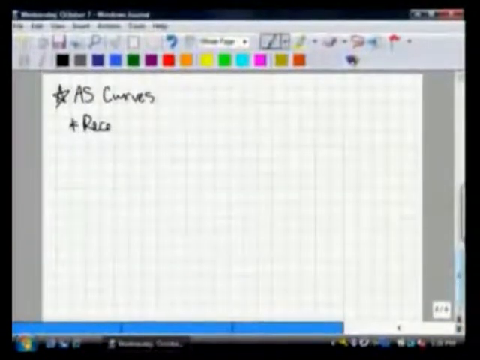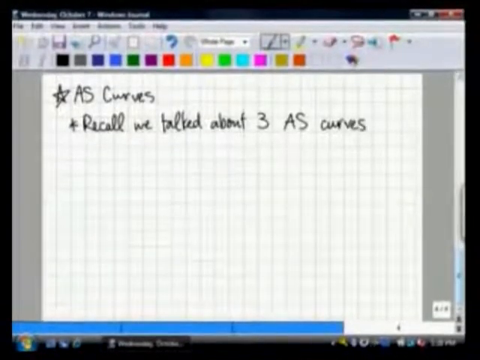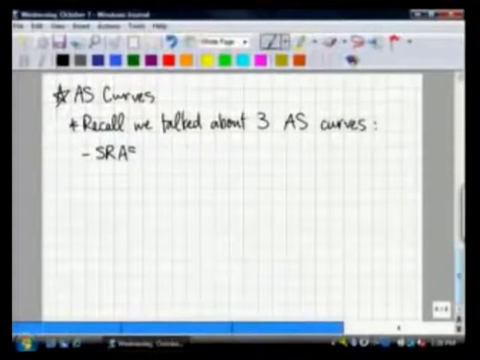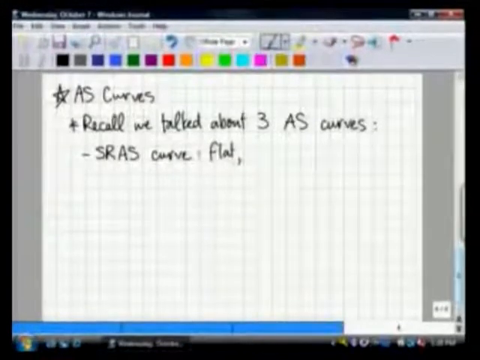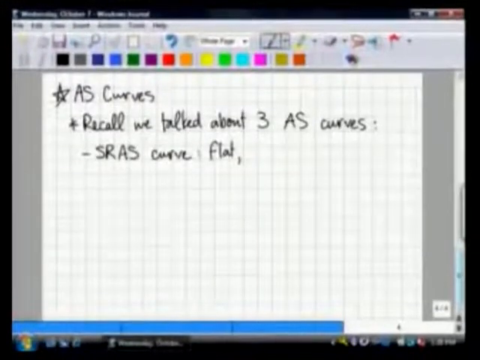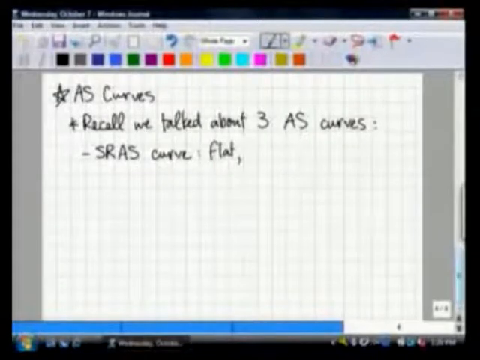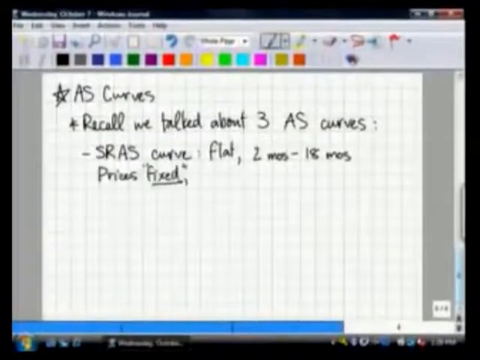So recall, we talked about 3 aggregate supply curves in our aggregate demand, aggregate supply model. And that was one of the distinguishing features that makes it a little bit more interesting. There's a short run aggregate supply curve, which is flat, and it's covering a time horizon anywhere from a couple of months, maybe to as long as a year or even 18 months, depending on what's going on in the rest of the macroeconomy. So when we say short run, we're talking about anywhere from 2 to 3 months all the way out to maybe a year and change, maybe 18 months at the outside.